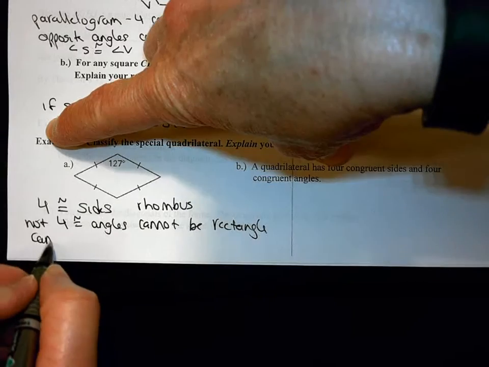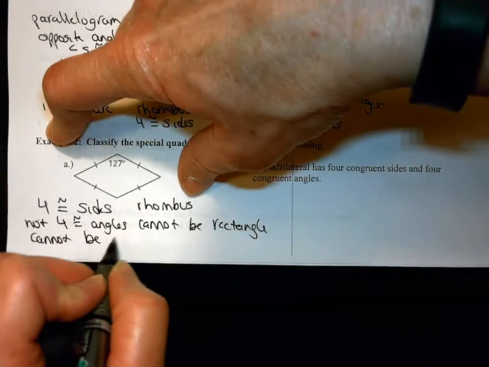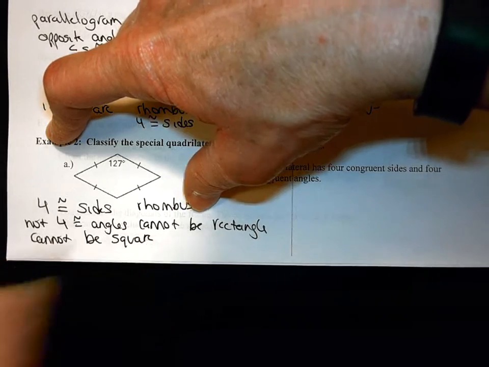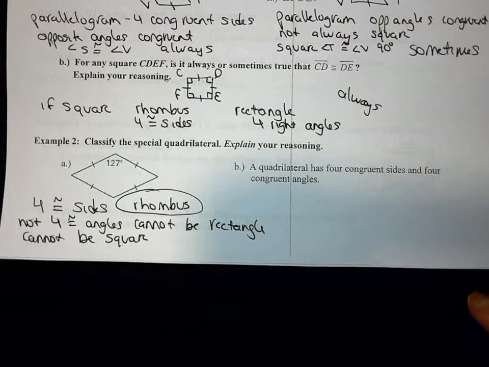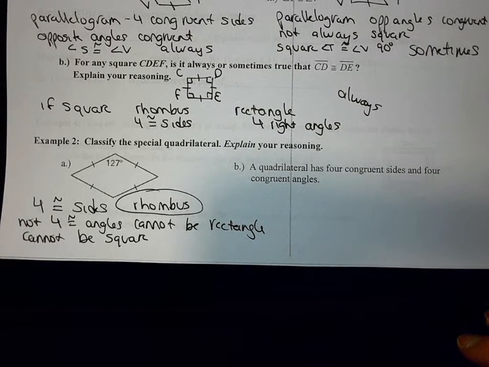And it cannot therefore be a square because it does not have the right angles, so it is just a rhombus. So if the only thing we know is it has 4 congruent sides and we know it does not have right angles, we can only classify it as a rhombus.